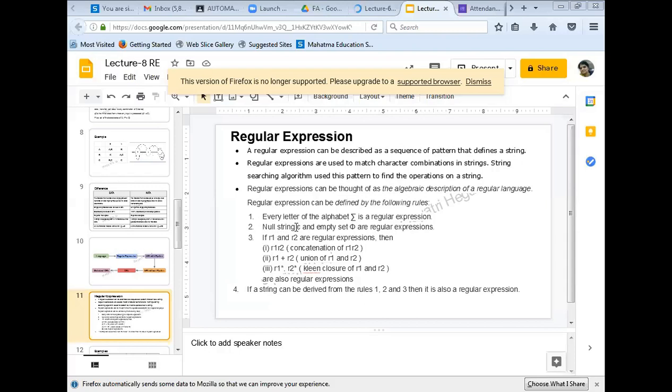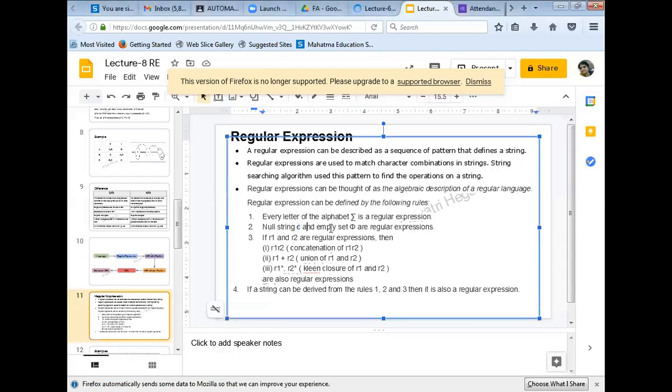Null string, which is represented with epsilon, and empty string, which is represented as phi, are also regular expressions. If R1 and R2 are two regular expressions for two different languages, then R1R2, that is concatenation of R1 and R2, is also regular. R1 plus R2, that is union of R1 and R2, is also regular. And Kleene closure, that is star, we'll see what star is a bit later. R1 star and R2 star are also regular.